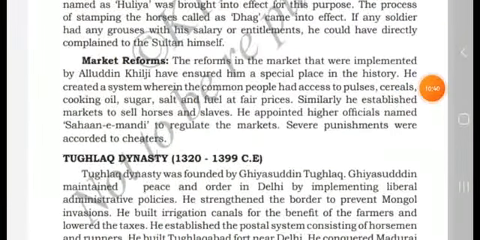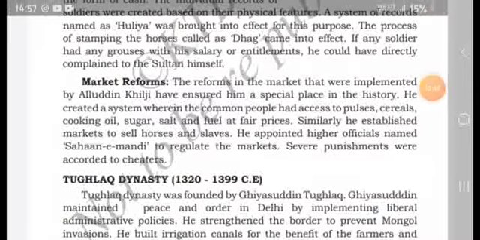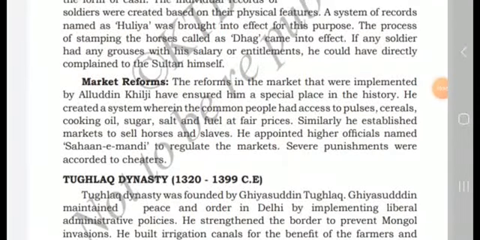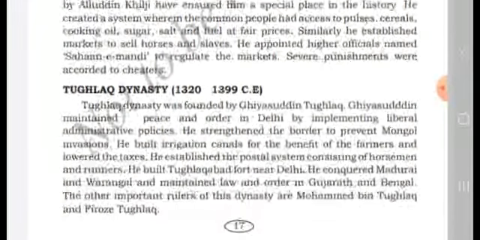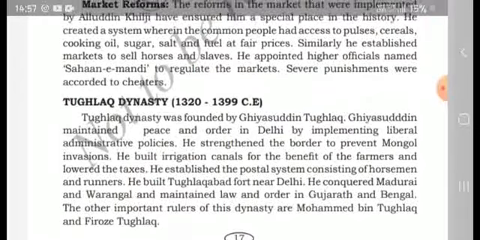So, market reforms. The reforms in the market implemented by Alauddin Khilji ensured him a special place in history. He created a system wherein people could get access to grains, cooking oil, sugar, salt, and fuel at a fair price. Similarly, he established markets to sell horses and slaves, and appointed higher officials called Shahna-i-Mandi to regulate the market, and severe punishments were given to cheaters.